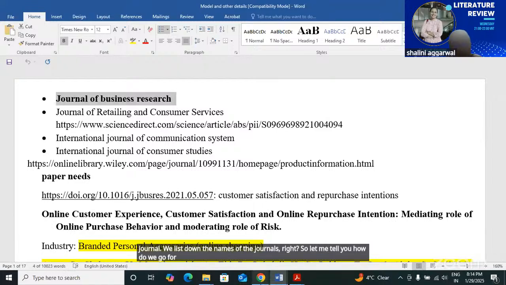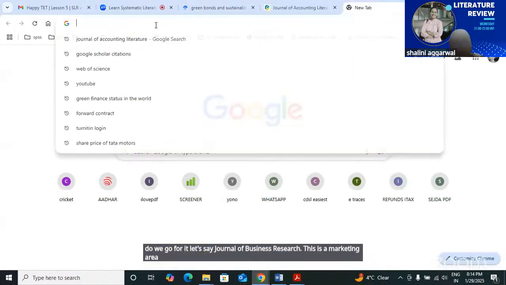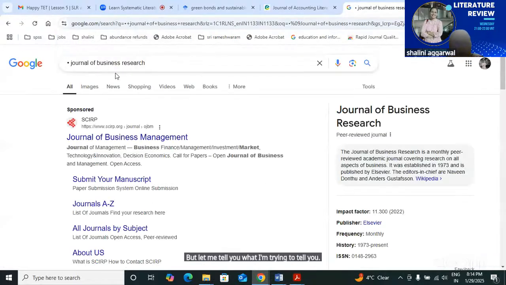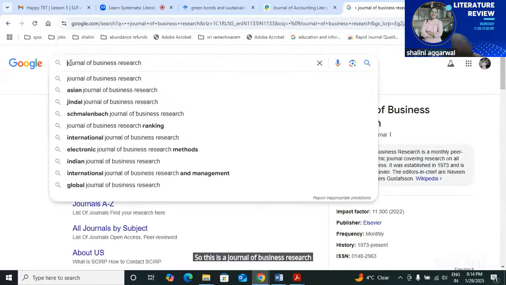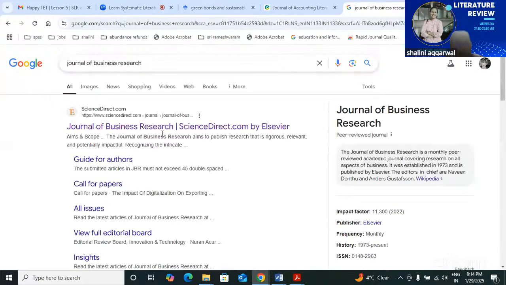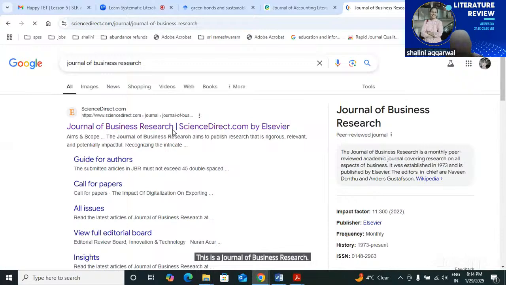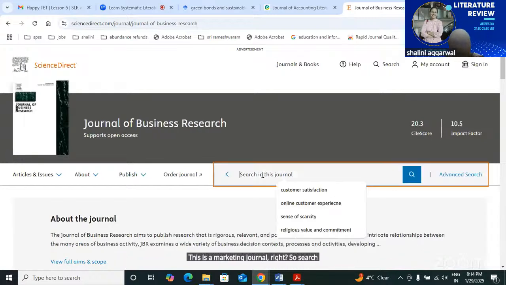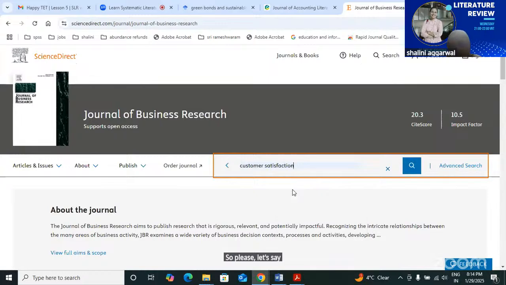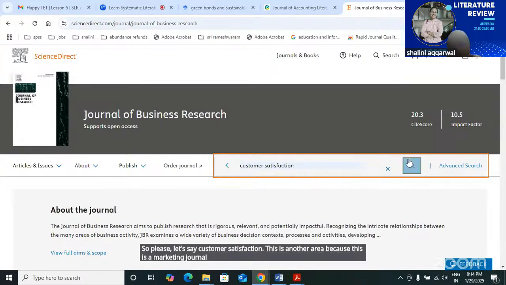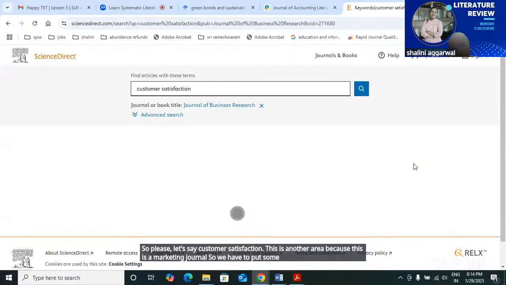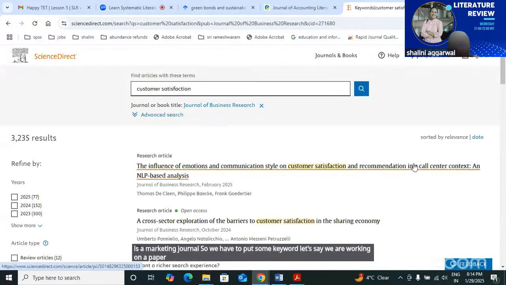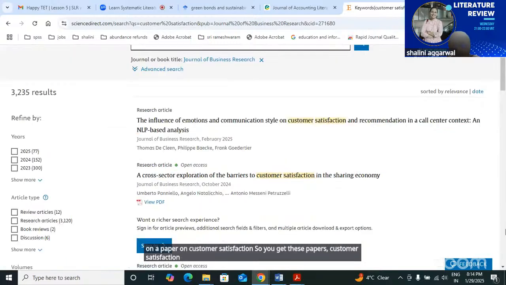Let's say Journal of Business Research. This is a marketing area, but let me tell you what I'm trying to say. Go to its website. This is a marketing journal, right? So search in this journal. Let's say customer satisfaction. We have to put some keyword. Let's say we are working on a paper on customer satisfaction, right? So you get these papers on customer satisfaction.